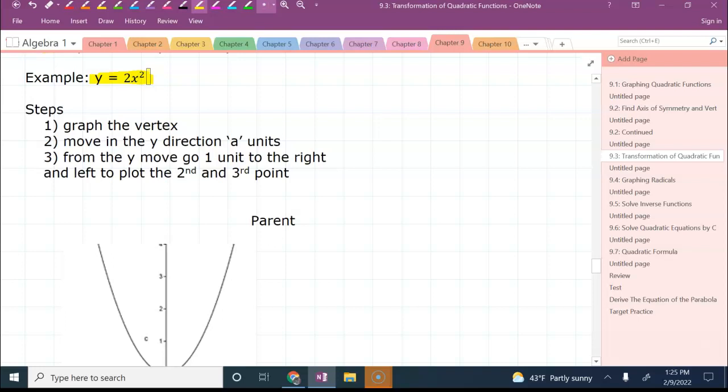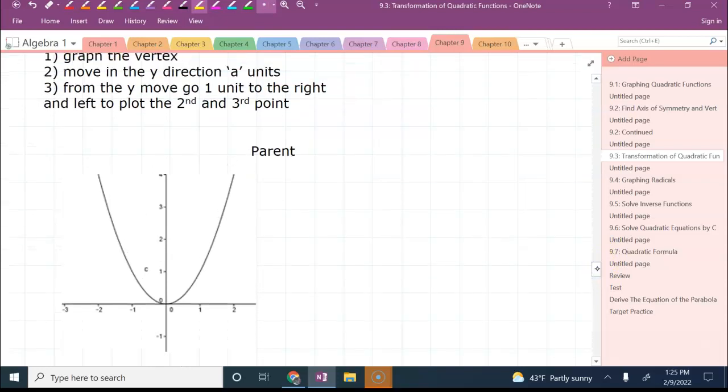In order for us to graph these, you're going to graph your vertex point. So you're going to graph that point at 0, 0. And then you're going to move in the A units. In this case, we're going to move 2. And we're going to move that from your vertex. So you're going to go 1 unit to the right and to the left to plot your points there. So for example, when I see my parent graph here, and I want to graph y equals 2x squared, I'm still going to have my point at 0, 0. But this time when I go over 1, I'm going to go up 2.